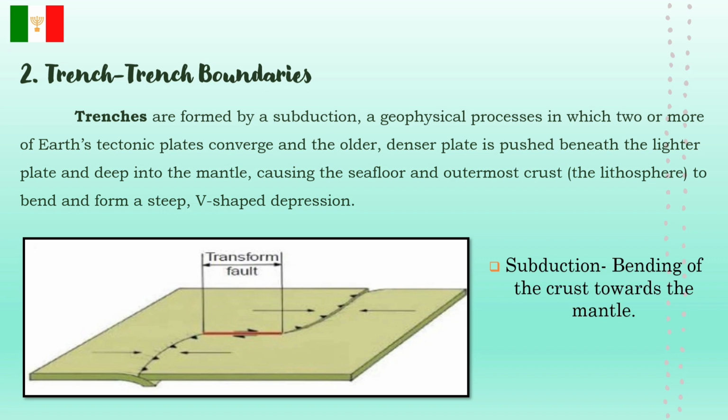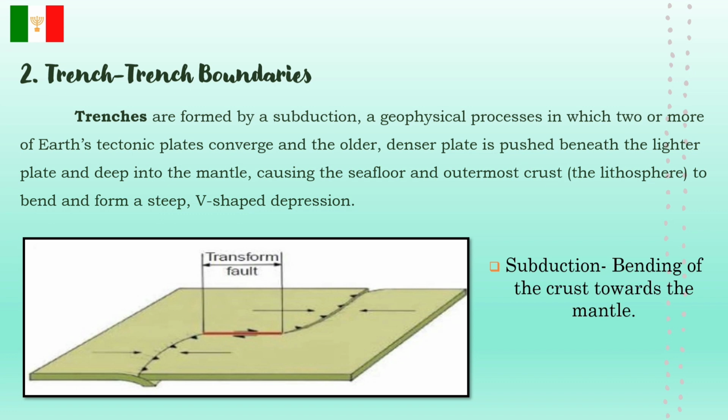The second one is the trench-to-trench boundaries. We all know that trenches are formed by a subduction, meaning bending of the crust towards the mantle. Trenches are geophysical processes in which two or more of Earth's tectonic plates converge, and the older, denser plate is pushed beneath the lighter plate and deep into the mantle. That can cause the seafloor and outermost crust to bend and form a steep, V-shaped depression.